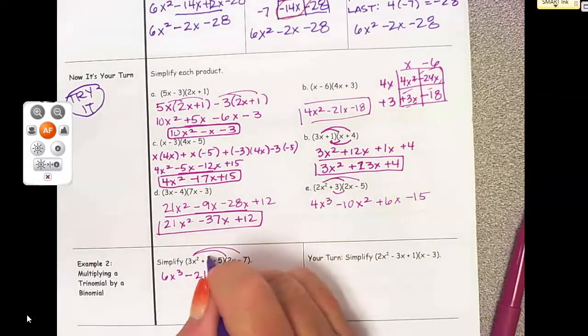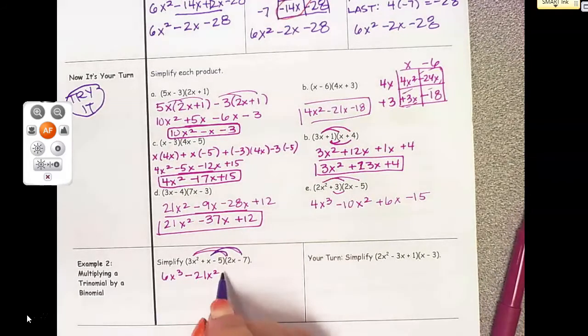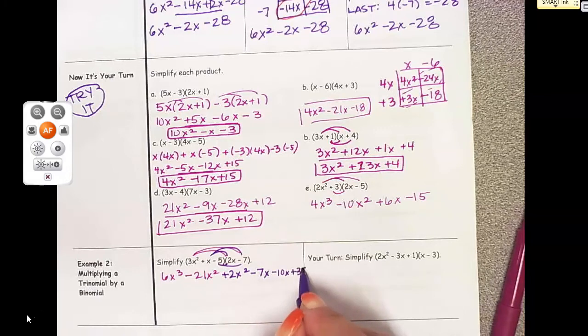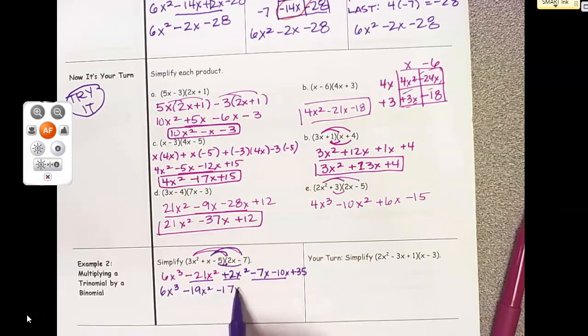Okay, now I've got plus x, and I'm going to multiply it times both items in the second binomial. So x times 2x is 2x squared. X times minus 7, minus 7x. And then I'm going to do my minus 5 times both. So that's minus 10x, and minus 5 times minus 7 plus 35. So I'm going to rewrite it with my like terms together. So negative 21 plus 2 is minus 19x squared. Negative 7 minus 10 is minus 17x plus 35.